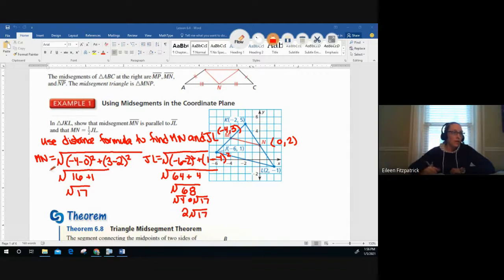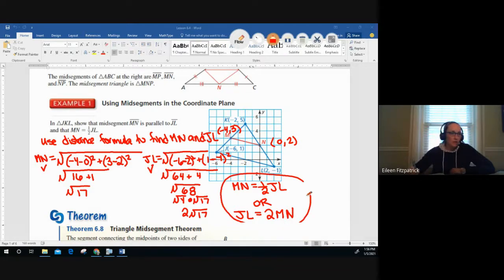All right, so is JL twice the length of MN? Well, if MN is root 17 and JL is 2 times root 17, then yes. We just proved that MN is equal to 1/2 of JL, or that JL is equal to 2 times MN. That's supposed to be an N, hold on, let me fix that. These two things mean the same thing, it's just depending on how you want to think about it. So we can use the distance formula to prove that part. All right, let's move on to the next example.